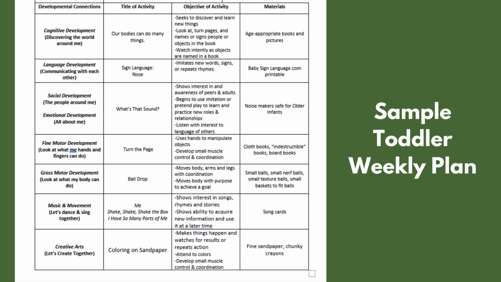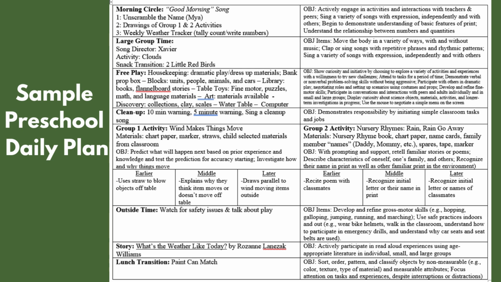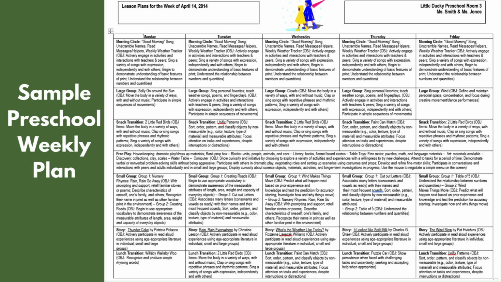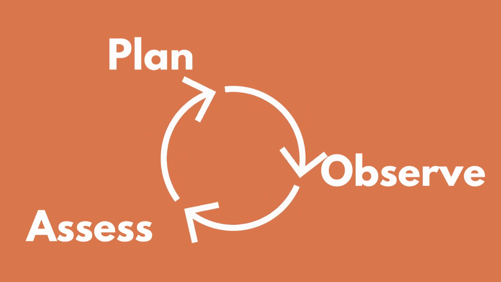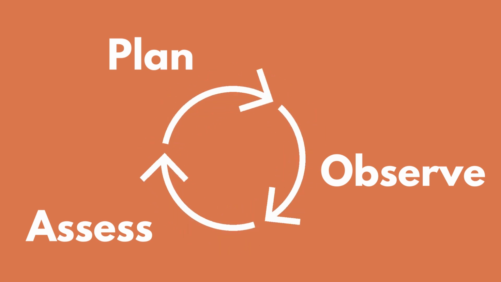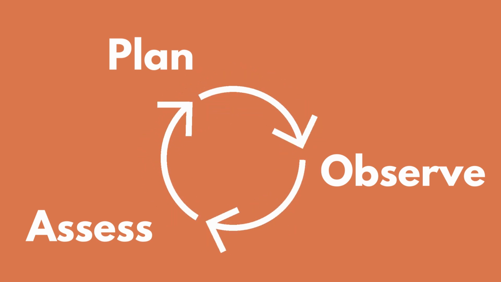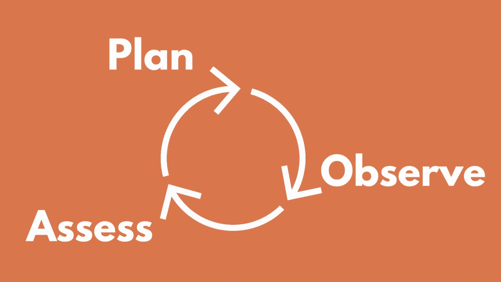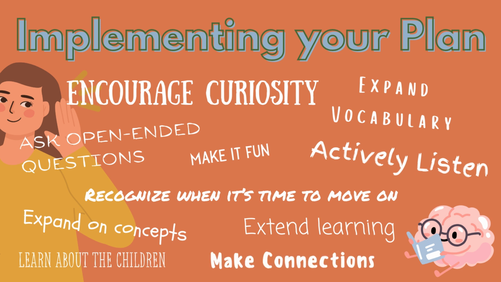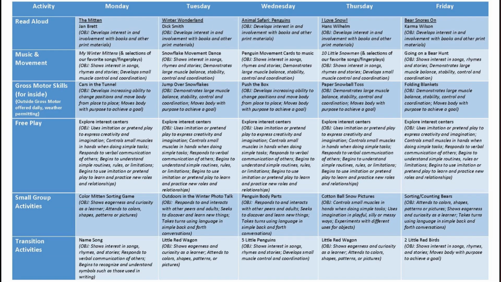There are a variety of ways you may choose to write your lesson plans, choosing note cards, daily plans, weekly plans, or something electronic. It's important that you find something that works well for you in your classroom. Please see the link in the description if you'd like to take a look at these examples further. After the planning phase, the cycle starts again as educators implement their plan and observe students' growth and receptiveness to the lesson. During implementation, ensure that you're also extending children's learning through curiosity, listening, expanding vocabulary and on concepts, and asking open-ended questions.